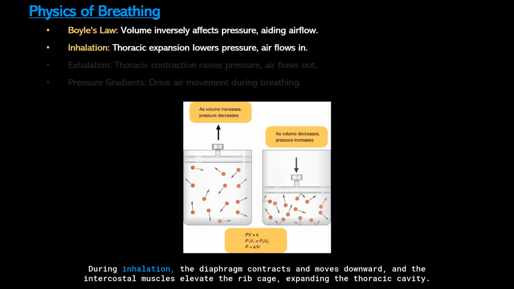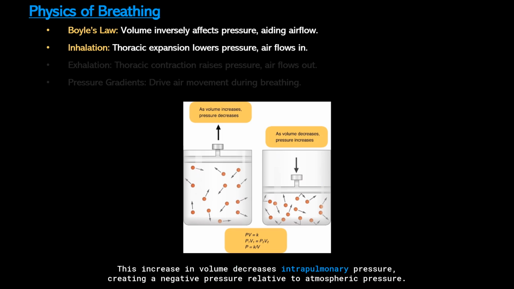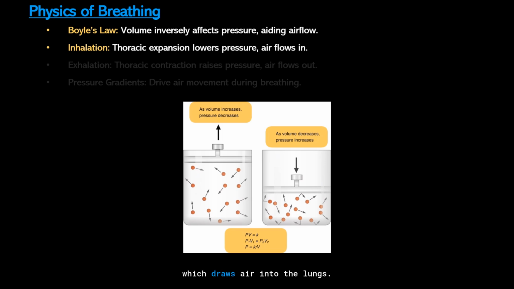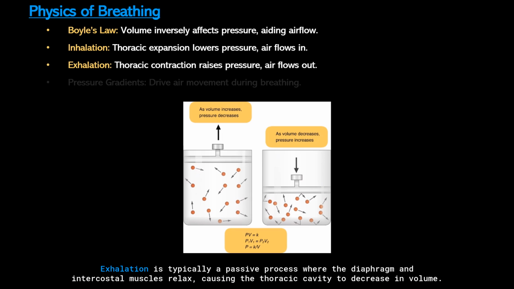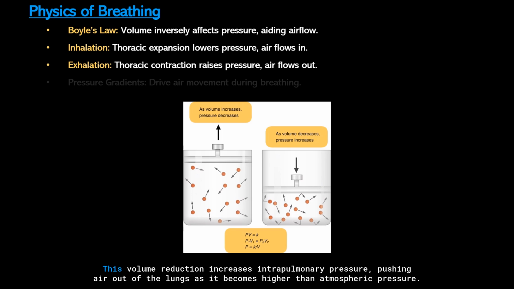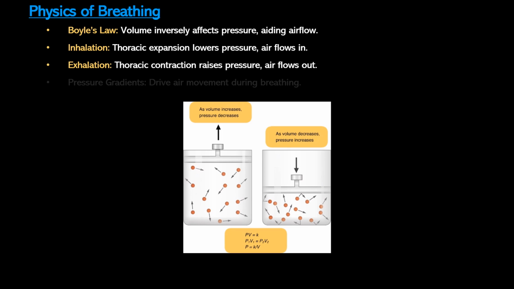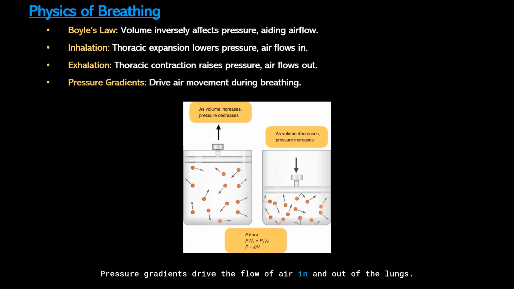During inhalation, the diaphragm contracts and moves downward, and the intercostal muscles elevate the rib cage, expanding the thoracic cavity. This increase in volume decreases intrapulmonary pressure, creating a negative pressure relative to atmospheric pressure, which draws air into the lungs. Exhalation is typically a passive process where the diaphragm and intercostal muscles relax, causing the thoracic cavity to decrease in volume. This volume reduction increases intrapulmonary pressure, pushing air out of the lungs as it becomes higher than atmospheric pressure.